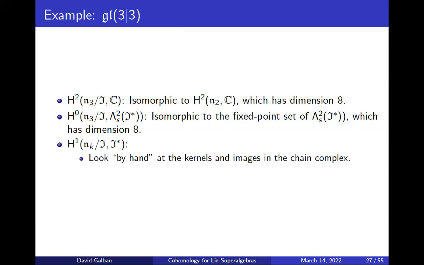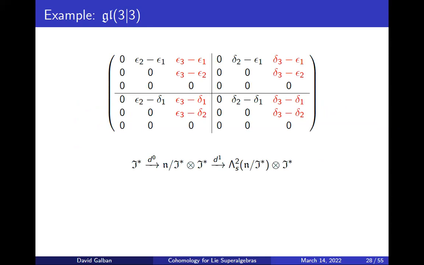The middle term, and this is going to be the hardest term to compute in general, to figure out what size this has, we can compute this by hand, looking at the kernels and images in the chain complex. So if we're looking at the GL33 case, here are the first few terms in the cochain complex for its cohomology. And so essentially we're trying to see what appears in the kernel of D1 modulo the image of D0. And so really it's going to turn out that this is going to be equivalent to figuring out which weights appear in here but not in here, modulo which weights appear in both here and here.